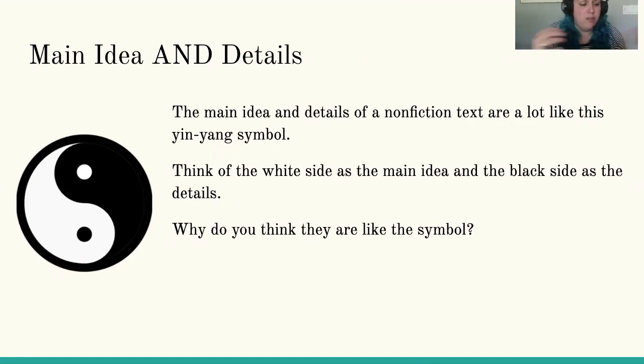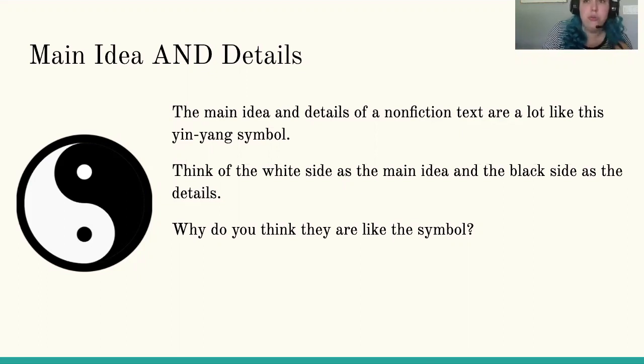yin-yang symbol. If you don't know the background of a yin-yang symbol, it's basically there's the white side and the black side. The white side is supposed to represent all of the good things in the world. The black side is representing some of the less good things in the world. You can also see that there's white in the black and black in the white. They are interconnected. They go together. You cannot have one without the other. The same thing is true for main ideas and details.